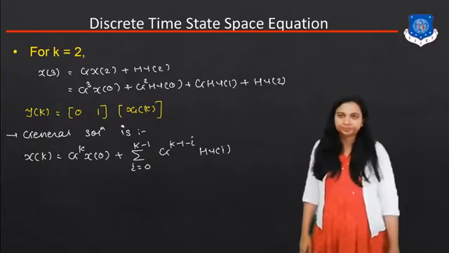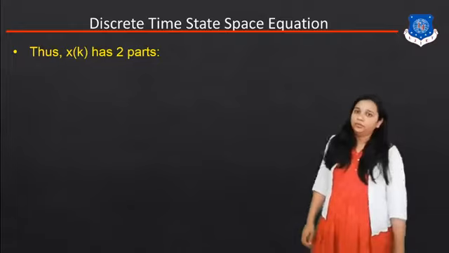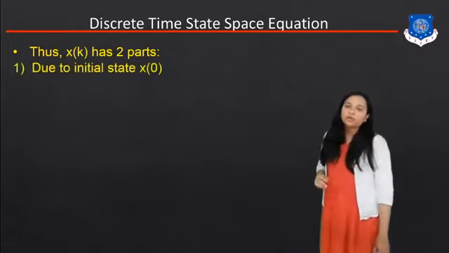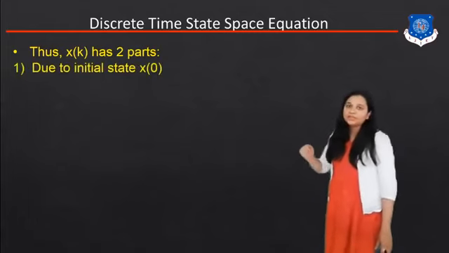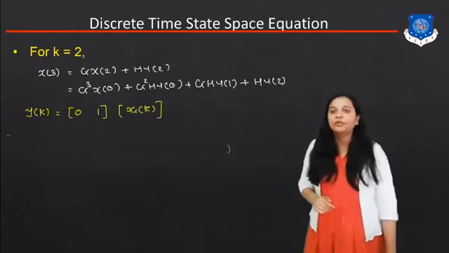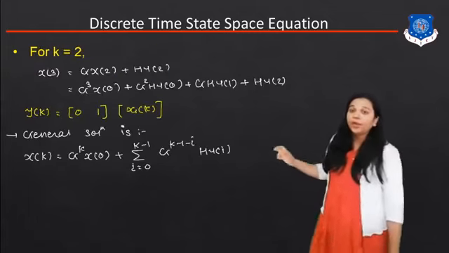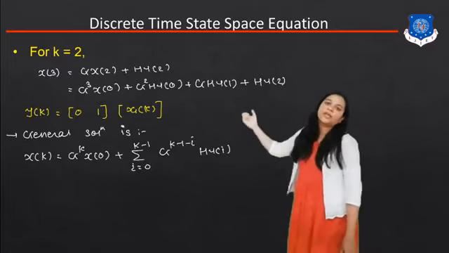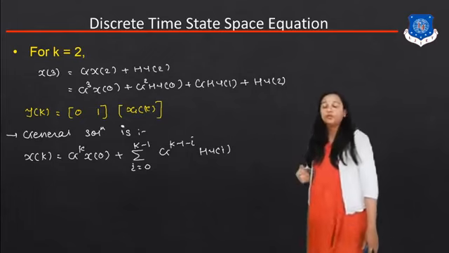Now x of k has two parts. The first one is due to the initial state x of 0. Here you can see in the general solution, the first part is G raised to k times x of 0, and the second part is G raised to k minus 1 minus i times h u of i.